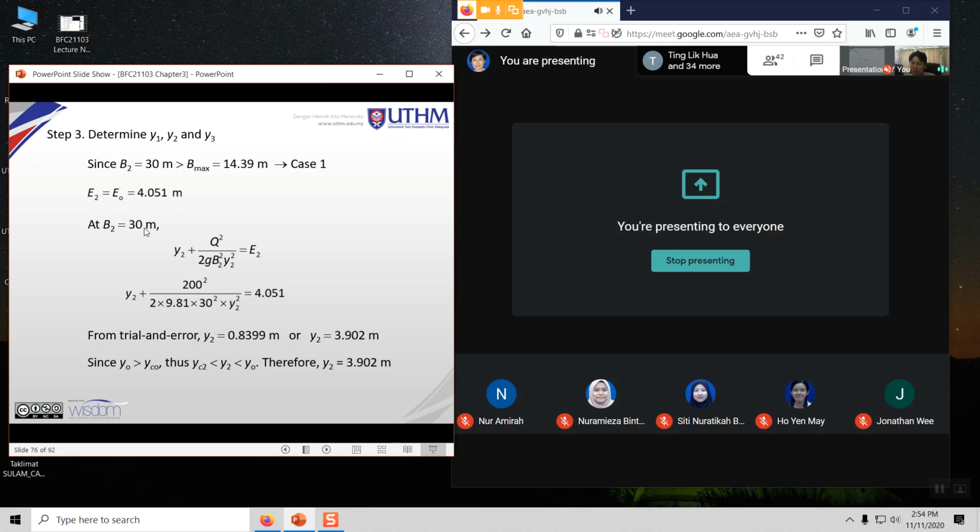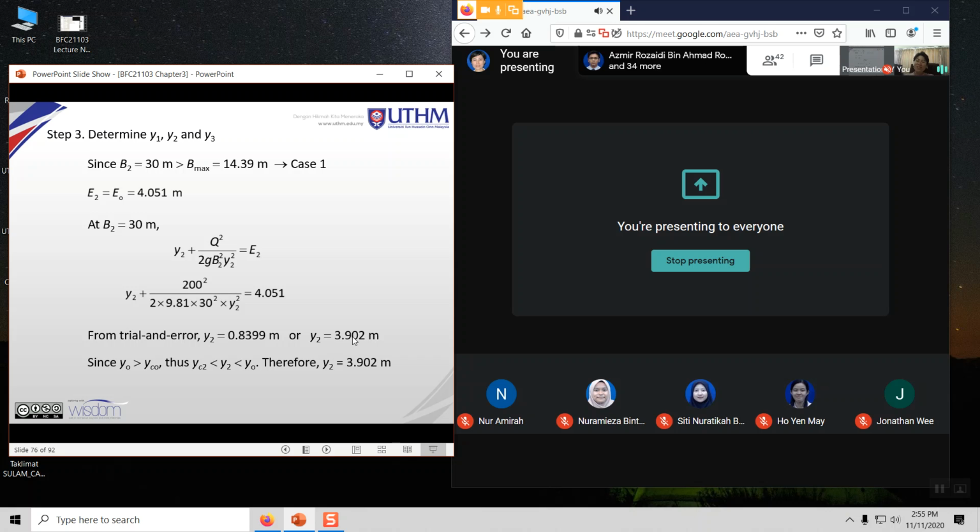At B2, you solve this specific energy equation, but look at your Q. Your Q is 200 divided by 30 meter. Remember, your initial width is 50 meter. So if you are using a different Q, you will expect your Y2 to be different from your Y1. It is going to be less than your Y1 basically. So your Y2, you do trial and error to solve it.